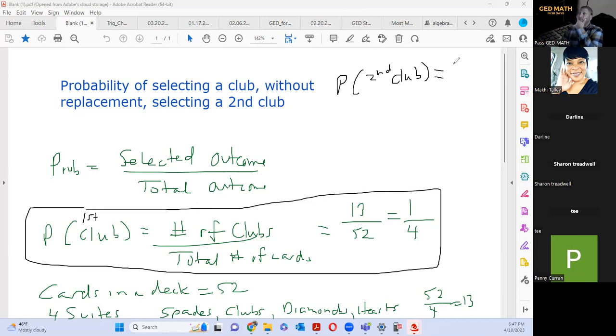It's 12, because I took one out and I didn't put it back. So I've got 12 clubs. Now, with that same club that I took out, how many total cards do I have left? 51, because I took one card out, and it happened to be a club. So I've got 12 clubs left and 51 cards total.